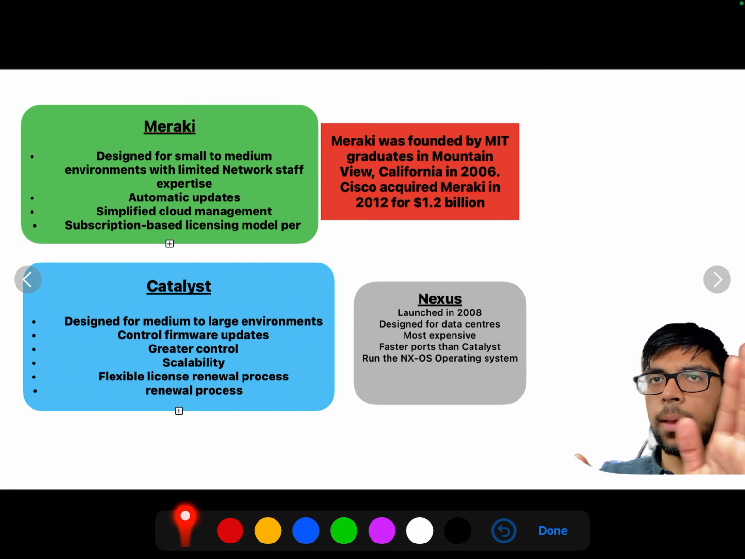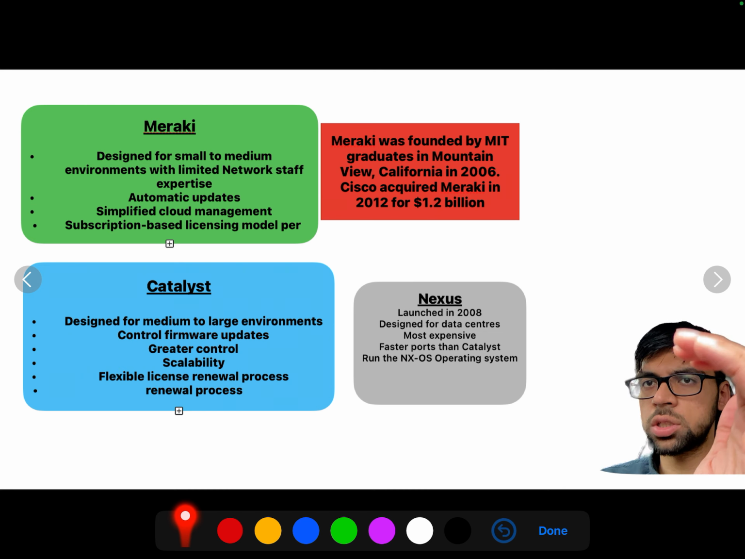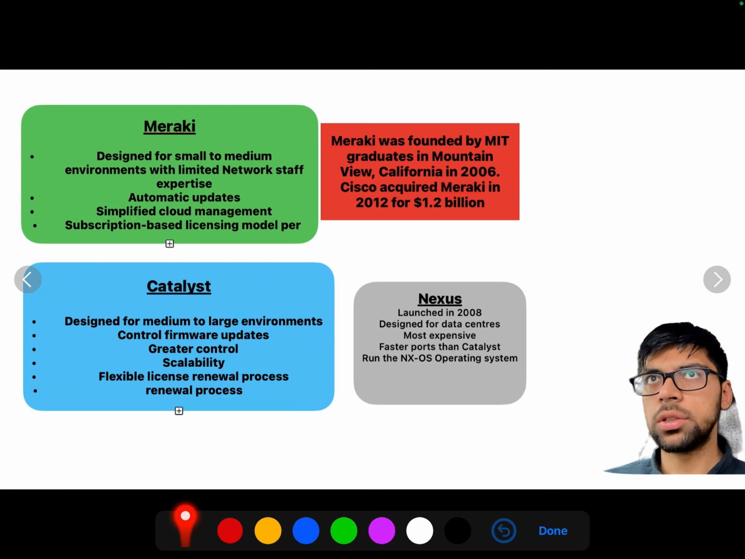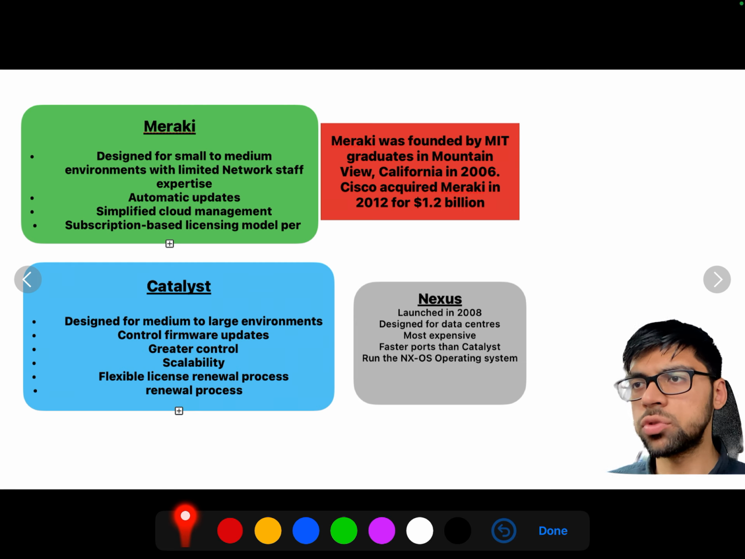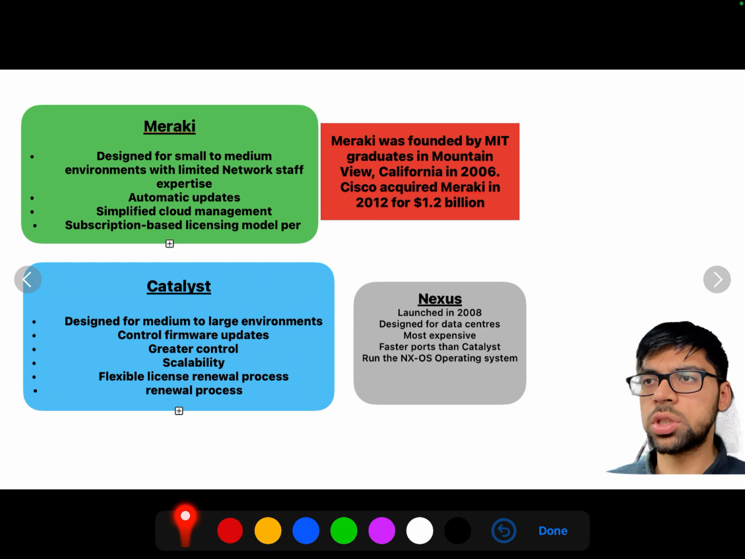One thing that's similar between Meraki and Catalyst is that Meraki supports stacking, and Catalyst supports stacking. Meraki also supports something called virtual stacking. So, for example, if you have switches on different floors of a building, you can still stack them together, which is great. So that's virtual stacking.